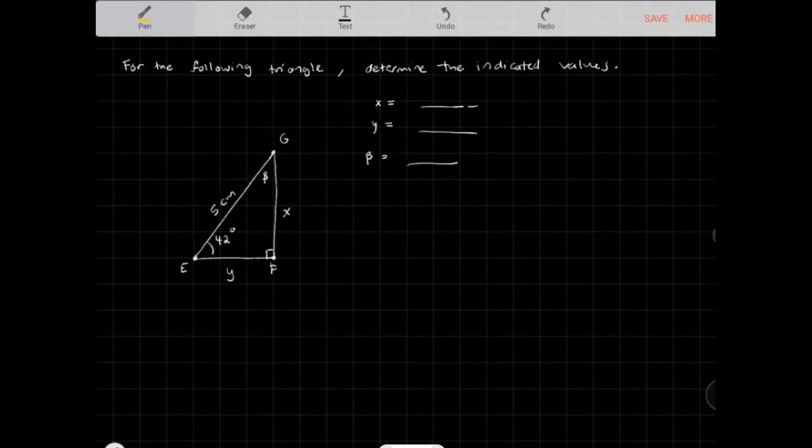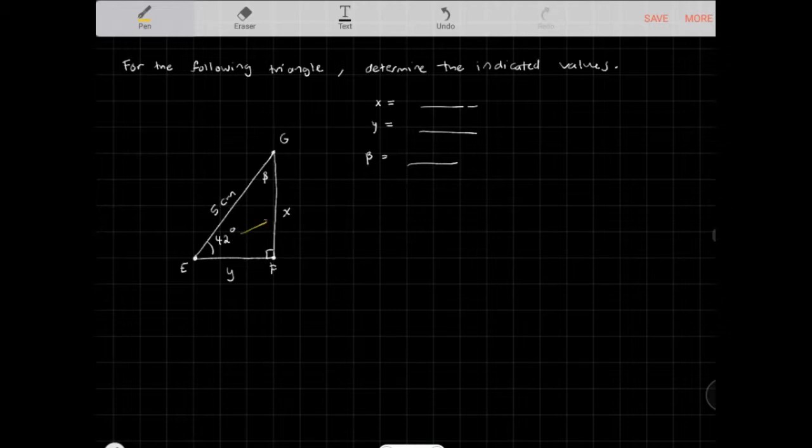Alright, for the following triangle, determine the indicated values. We know this is a right angle triangle, so we can use our primary trig ratios. If we want to solve for x here, we have a reference angle of 42 degrees. We have the hypotenuse, which is 5 centimeters, and this is where the primary trig ratios become really useful.